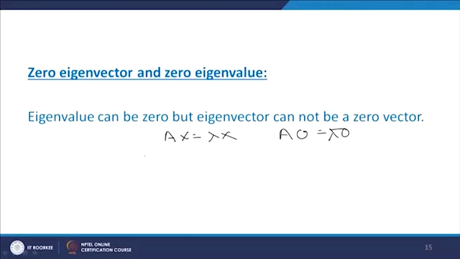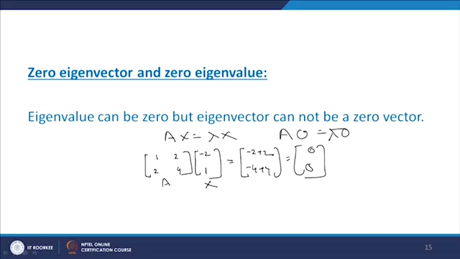For that purpose, let us say I take a matrix A as [1, 2; 2, 4], and multiply it with x equal to [-2, 1]. Ax is multiplied, so we get -2 plus 2, and -4 plus 4. Now here it is 0, 0.